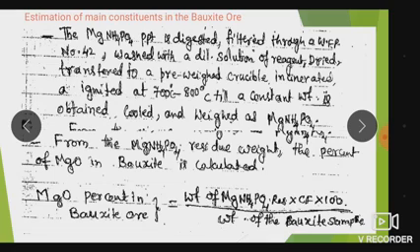So this is about the estimation of magnesium in the bauxite ore. This is sufficient for today's lecture.